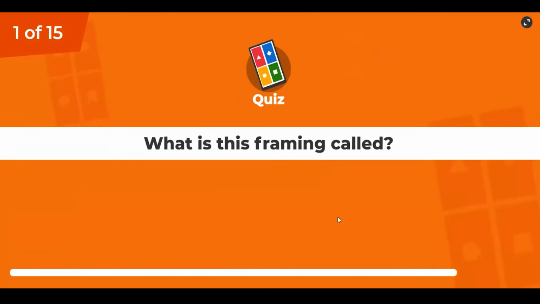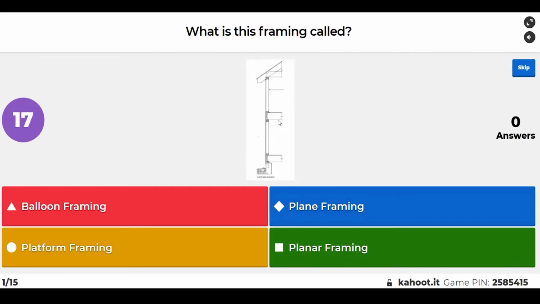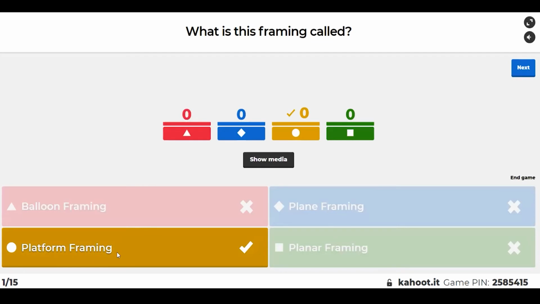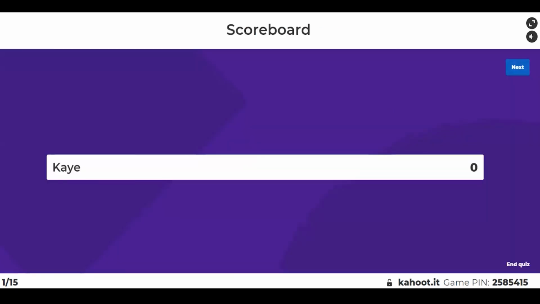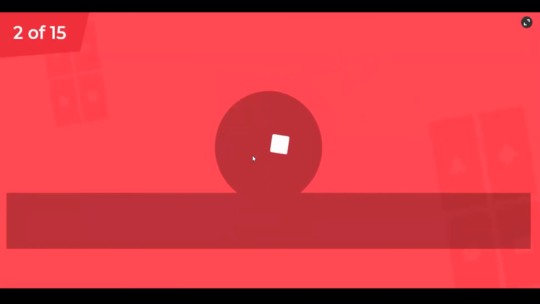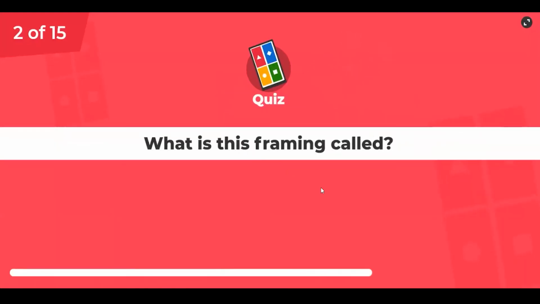Okay, what is this framing called? I see the floor slabs are not continuous with the stud. So I believe platform framing would be the best answer because the stud is horizontally flush. Oh yeah, there we go. That's good. Okay, another framing.